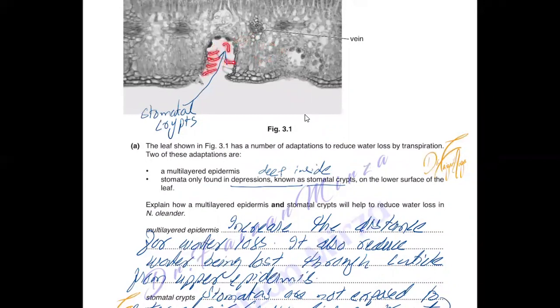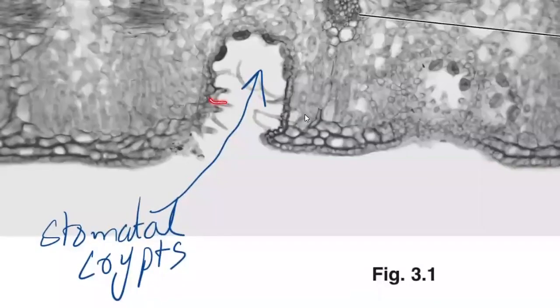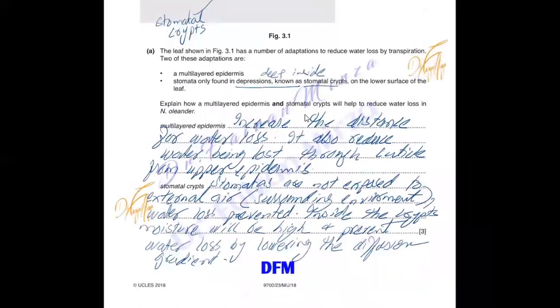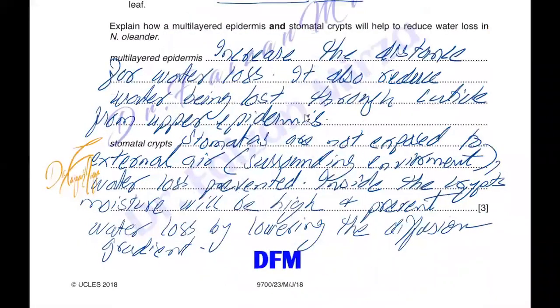because it is having trichomes as well. These triangular structures, these hair-like extensions, are trichomes, and these trichomes will reabsorb whatever water vapor is lost and send it back into the leaf. So that's what we are mentioning here. So stomata are not exposed to the surrounding external environment, water loss prevented.